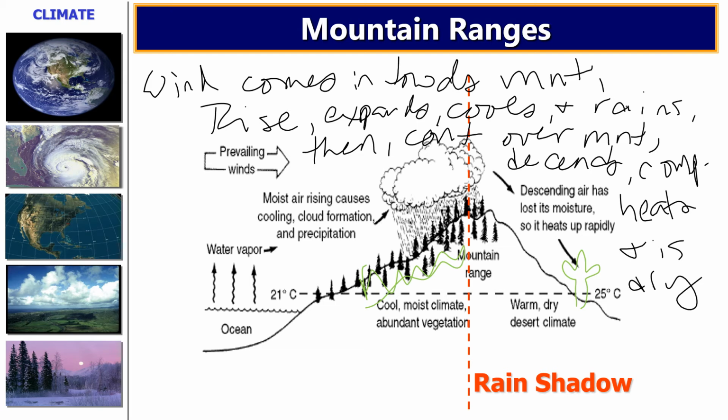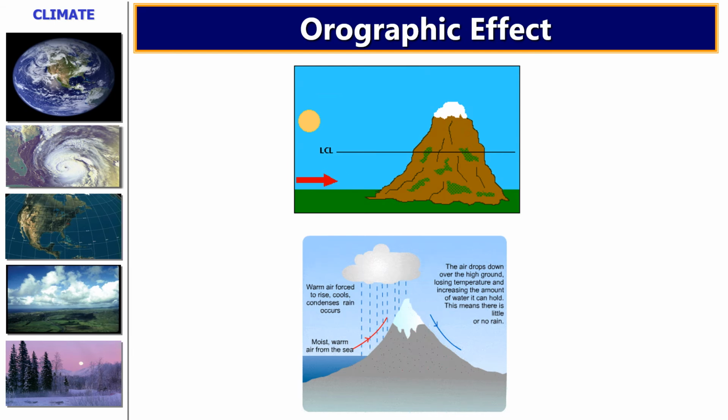And then it continues over the mountain. It descends, compresses, and heats, and is dry. So there's less precipitation on the leeward side. It's hot and dry. So again, this is why we have deserts near mountain ranges. Windward, leeward. So here's a little illustration showing this. Windward versus leeward side.